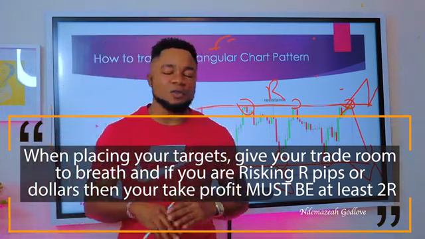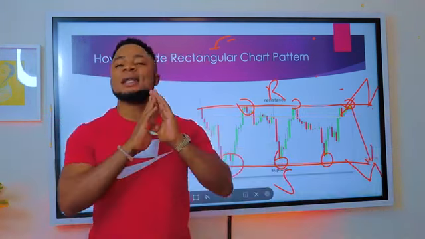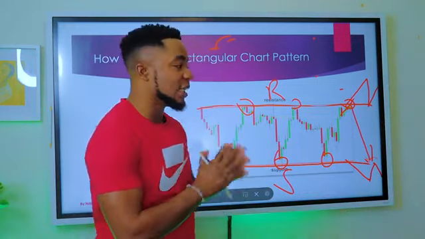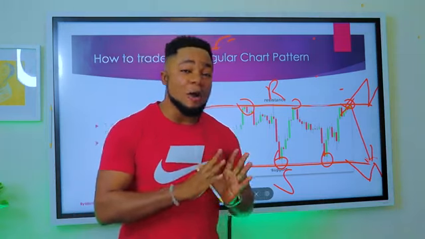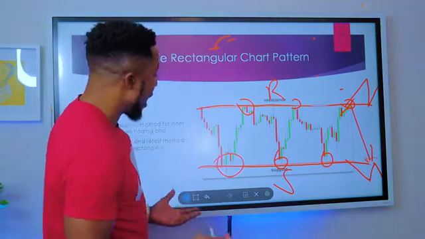If you are risking 50 pips or $50, your take profit must be 100 pips or $100. Never for once in your life take a trade which has a risk to reward of less than 1:2. Your trade must have a risk to reward of at least 1:2.